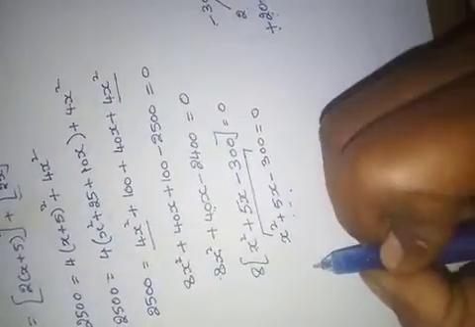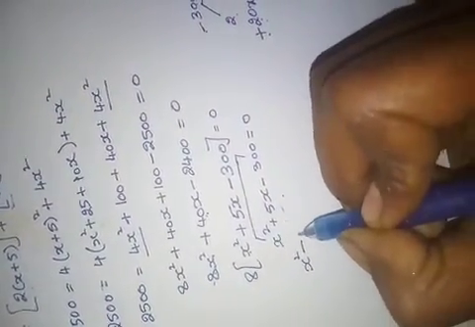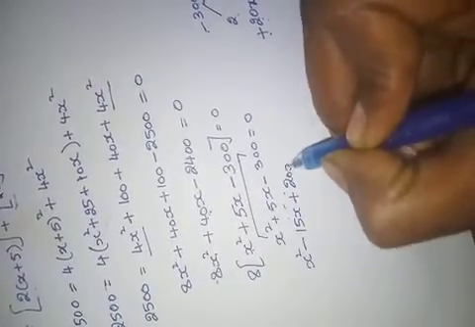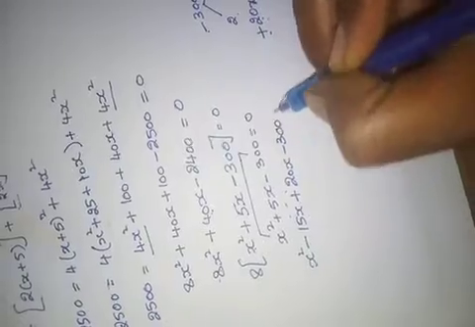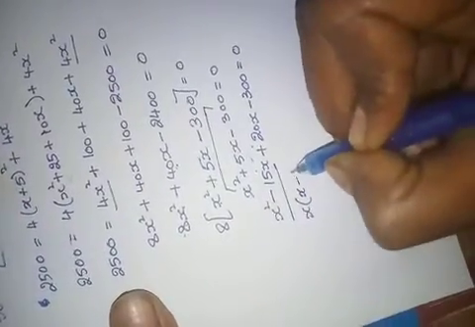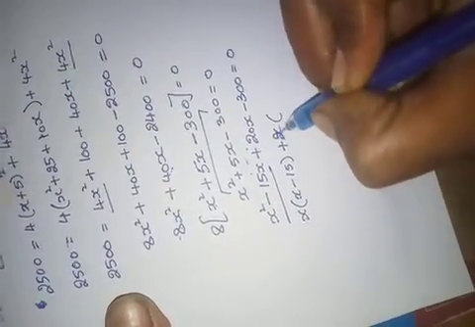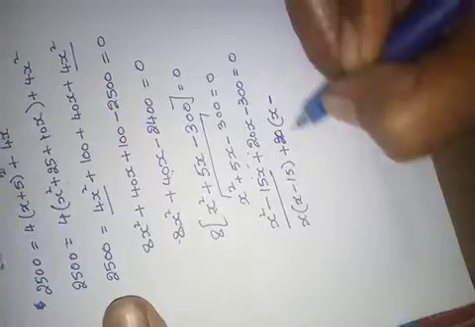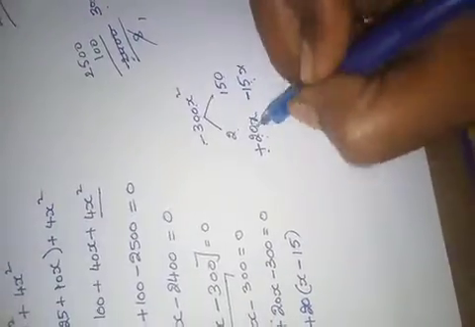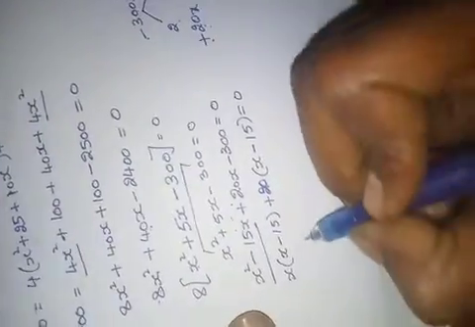In the place of this, substitute here. x square minus 15x plus 20x minus 300 equals 0. Take x as common: x minus 15, plus 20 as common: x minus 15. 20 into 15 is 300, equals 0. So solve this.